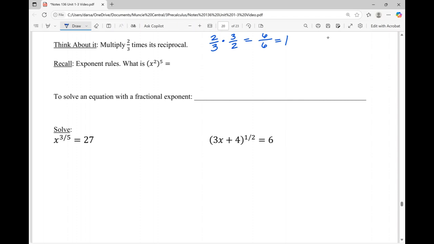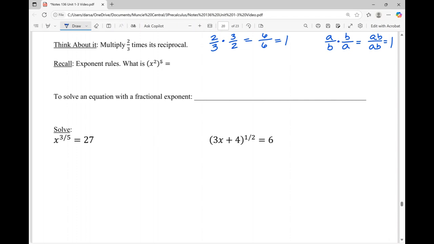Is that going to be true for any fraction? Well, think about any fraction a over b, and let's multiply by its reciprocal b over a. a times b is ab. b times a is ba, but isn't ba the same as ab? Isn't 6 times 7 the same as 7 times 6? It is. And that reduces to 1. So if we multiply any fraction by its reciprocal, we're going to get 1.